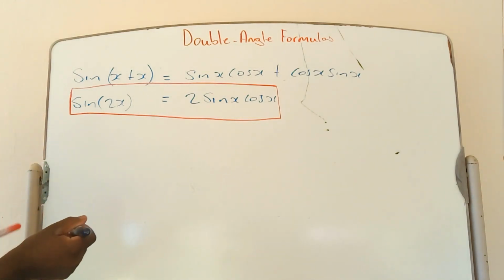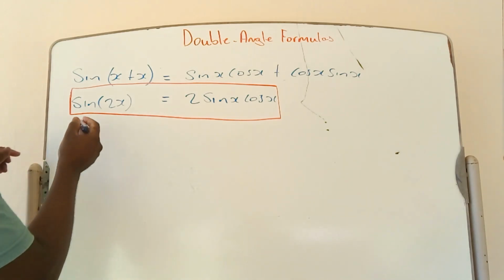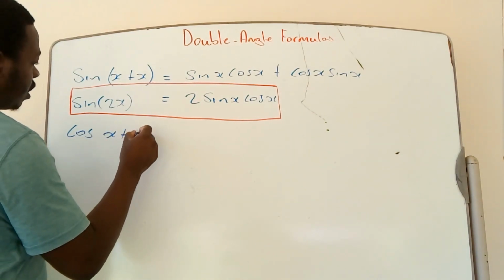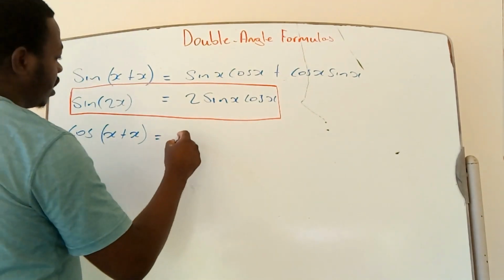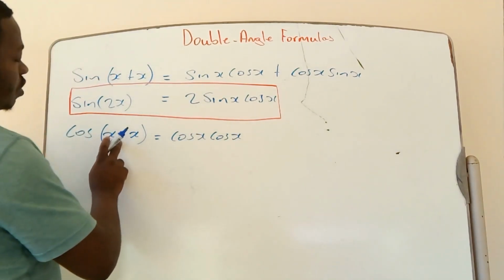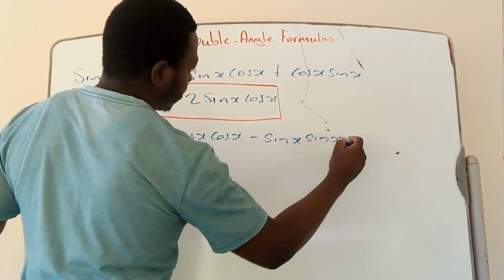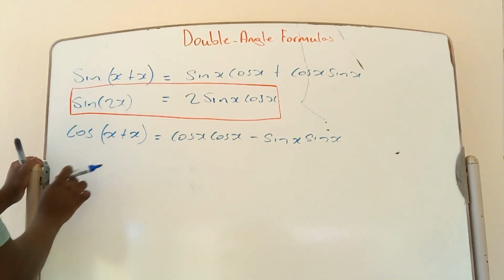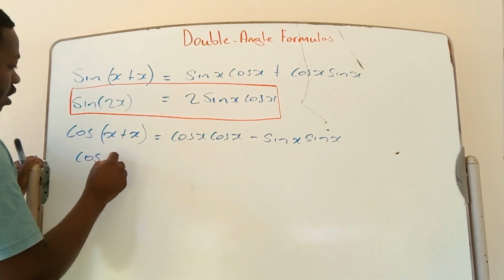Now, let's say that we have cos of x plus x. Do you think this is going to work too? If we expand this, this gives us cos x cos x, because this is plus, this is minus sine of x sine of x. What if we combine this side? We're trying to simplify both sides. x plus x is what? That's just 2x, so this is just cos 2x, right?